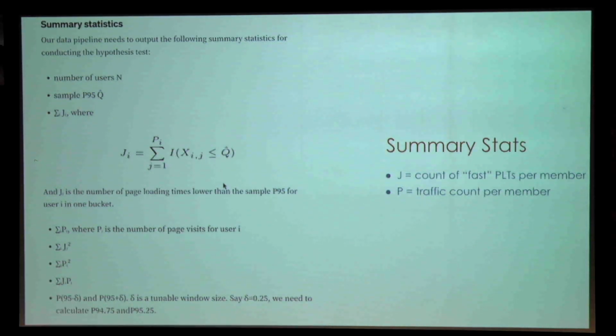Essentially, we try to get the counts and the sums for fast PLTs, those that are under that P90 cutoff, and then we get the overall counts for these things. Again, I don't have a deep understanding of the math, but intuitively, we combine them together at the end to get the variance, and that variance controls for the bias in the selection of the users.